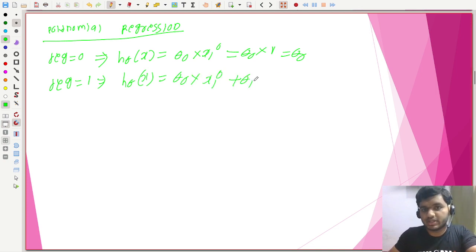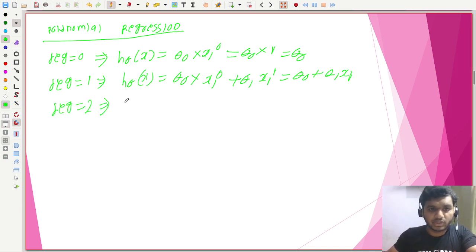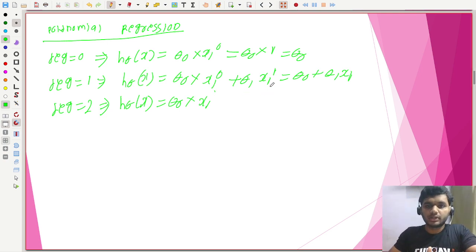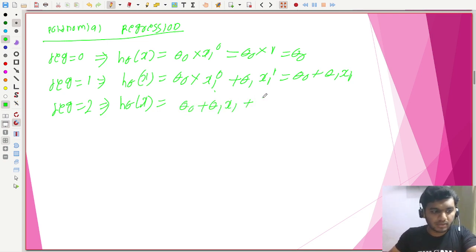Plus theta 1 into x1 to the power 1, that is theta 0 plus theta 1 x1. Similarly, for degree equal to 2, it will become h theta of x, that is theta 0 into x1 to the power 0 plus theta 1 into x1 to the power 1. So like this, we will directly write the equation, that is theta 0 plus theta 1 x1 plus theta 2 x2 whole square.